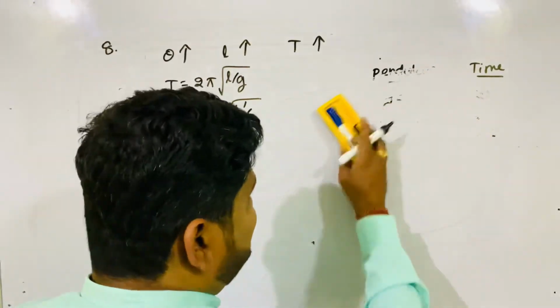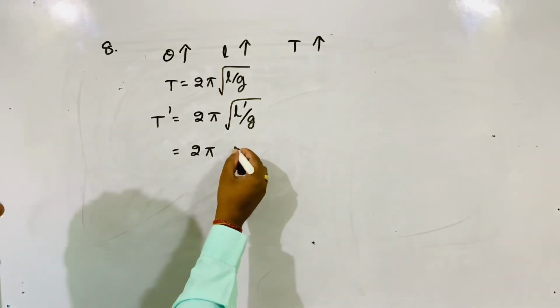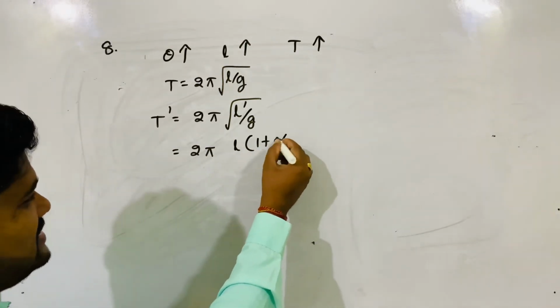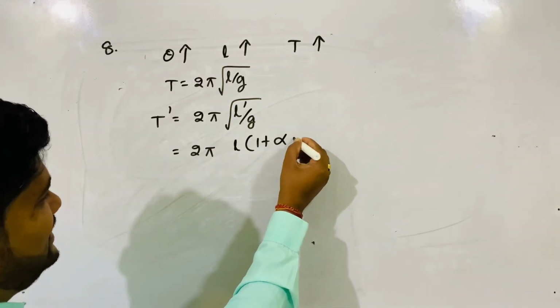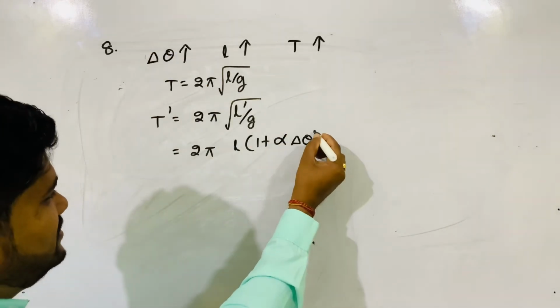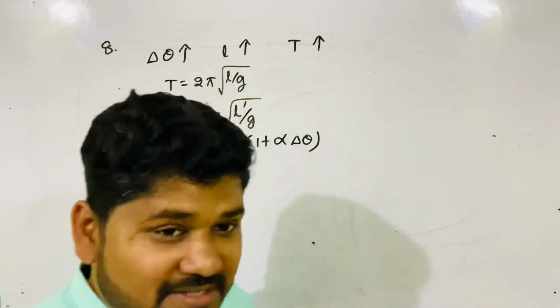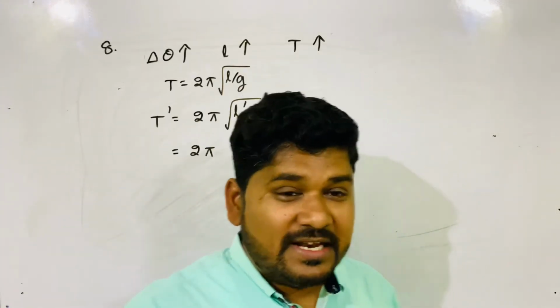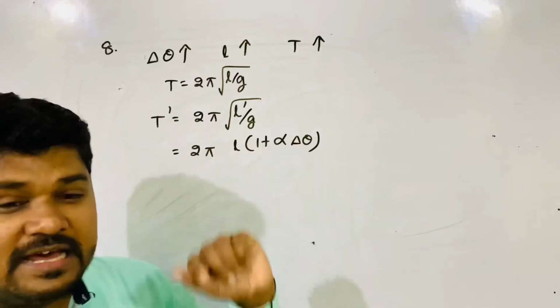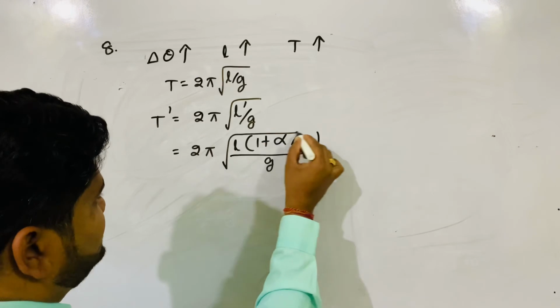If the length increases, what is the formula? Just recall the formula of linear expansion. L_T is equal to L naught into (1 plus alpha delta theta), where delta theta is the temperature increase. Recall the formula: new length is equal to original length into (1 plus alpha delta theta), divided by g, root over.